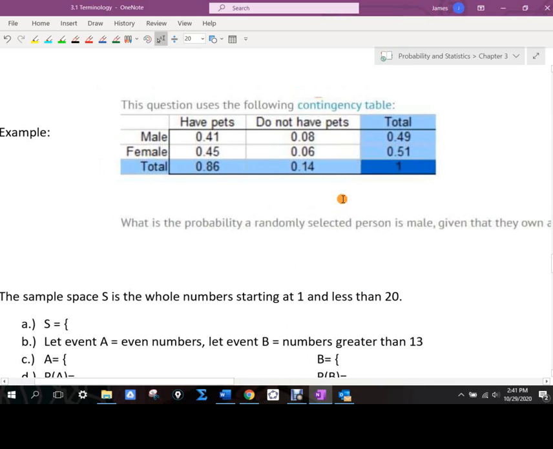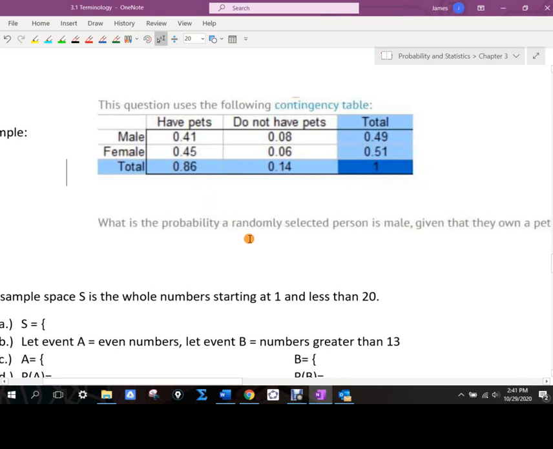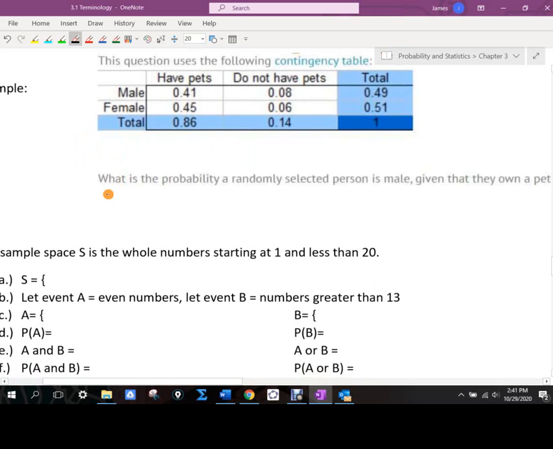All it says is that we've got males and females. We've broken our sample or population into those categories, and then broken against the categories of have pets, do not have pets. Okay, so we've got several variables here, whether you have a pet and your gender. It says, what is the probability a randomly selected person is male given that they own a pet? So what we're doing here is the probability that they are male given they own a pet.